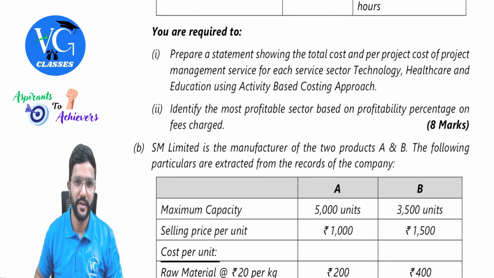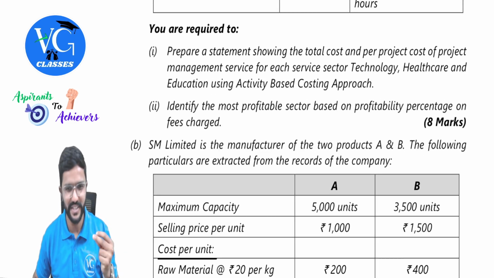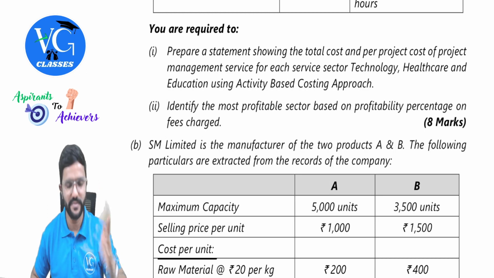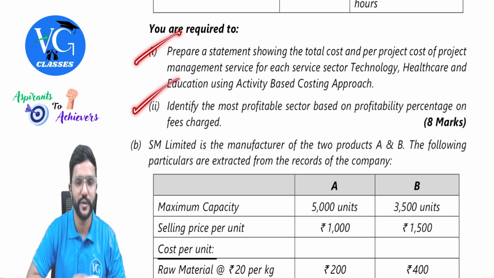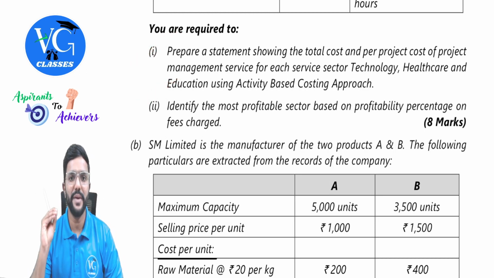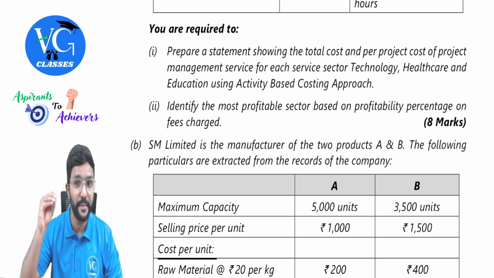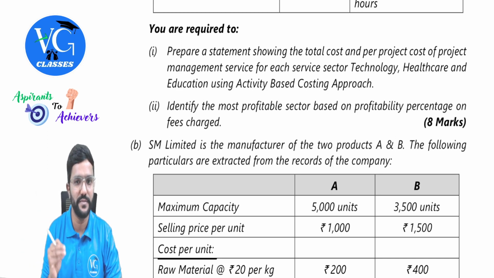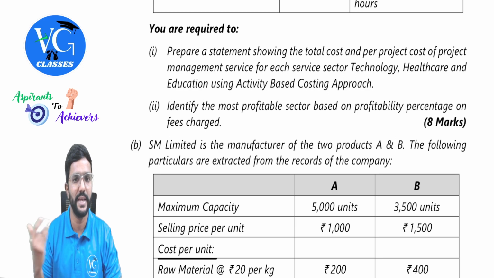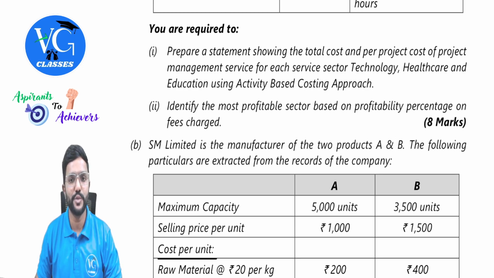Done with the very easy question, guys. Very easy question. Similar calculations we have already done a number of times, in a number of questions. You are required to prepare a statement showing the total cost and per project cost of project management service for each service sector, technology, healthcare, and education using activity-based costing approach. Identify the most profitable sector based on profitability percentage on fees charged.